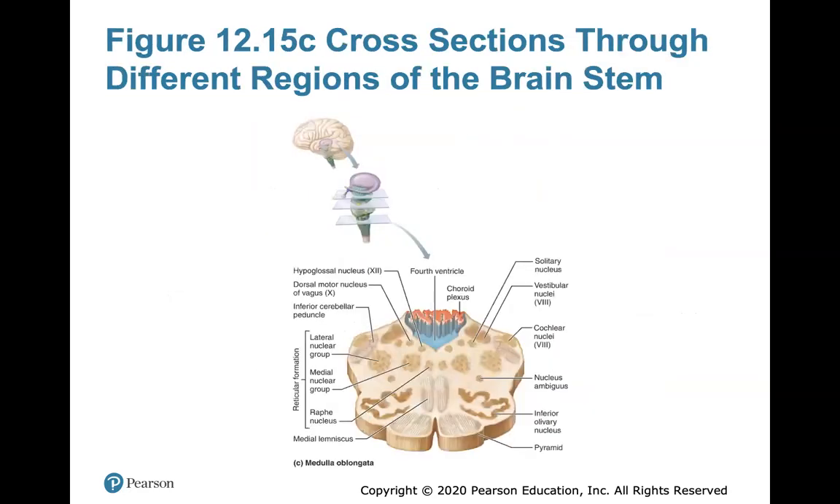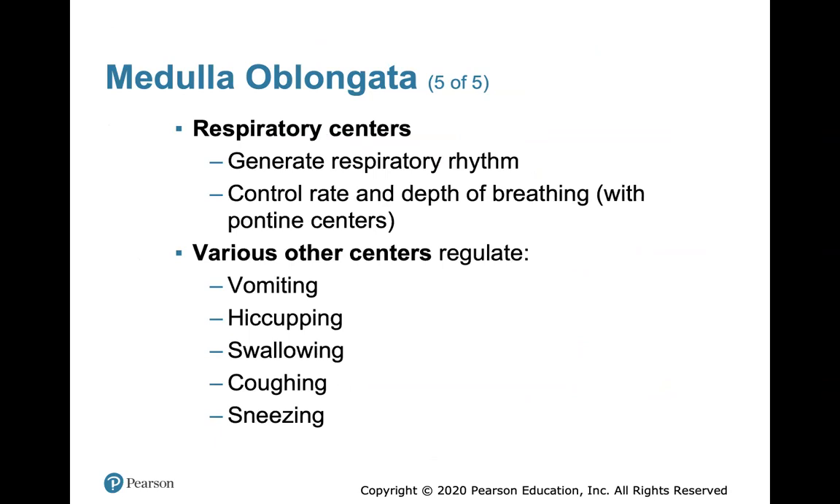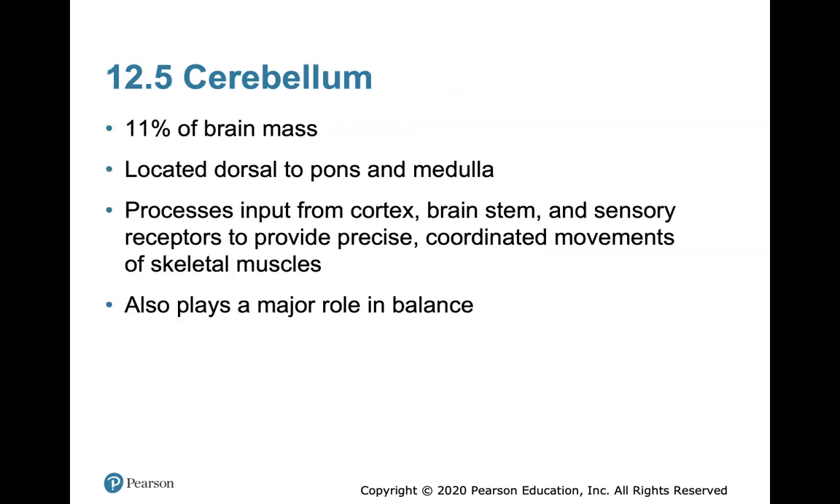All right, so you can see here there's a lot of information and I'm skipping over some of it. So focus on the parts that I'm talking about. The big picture function of the medulla oblongata is as an autonomic reflex center. Its functions overlap with the hypothalamus. It includes the cardiovascular center to help adjust the force and rate of heart contraction and adjust blood vessel diameter for blood pressure regulation. The respiratory center is in the medulla oblongata to help control the rate and depth of breathing, as well as various other centers for vomiting, hiccuping, swallowing, coughing, and sneezing.